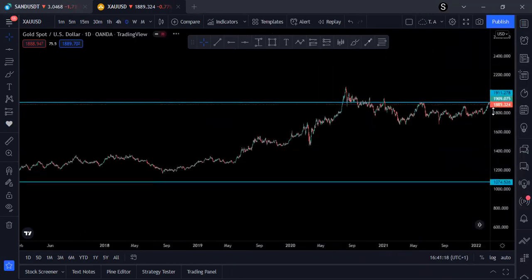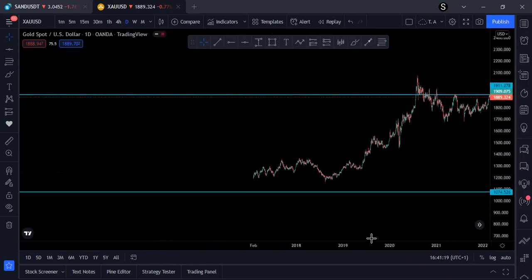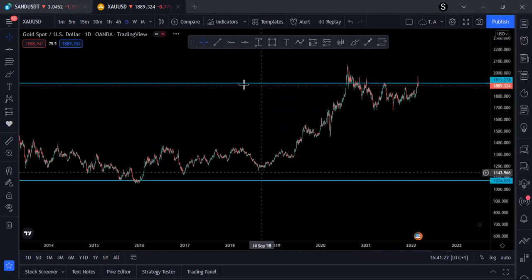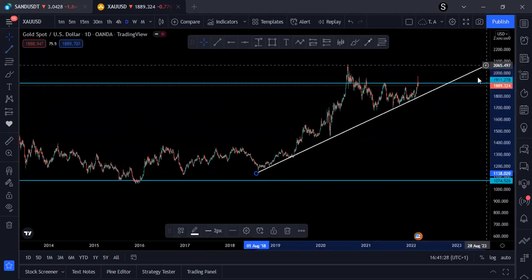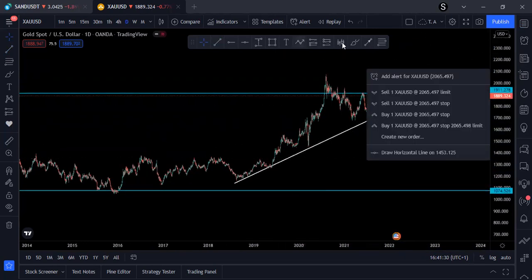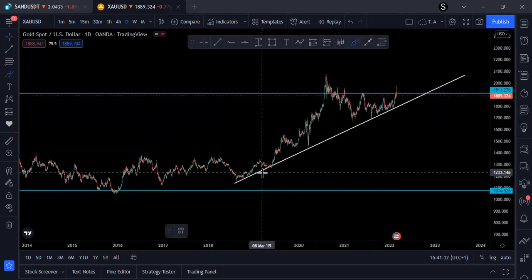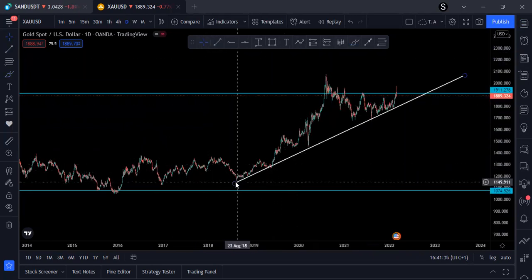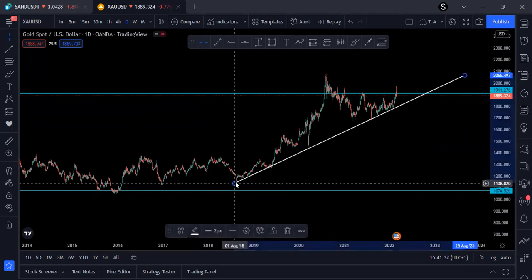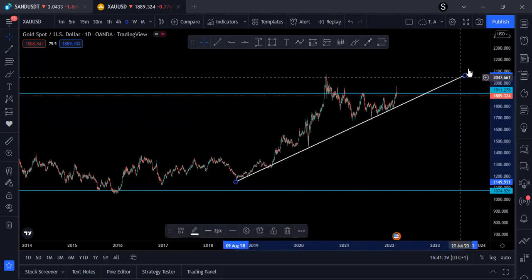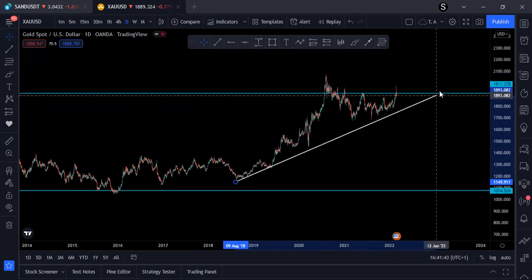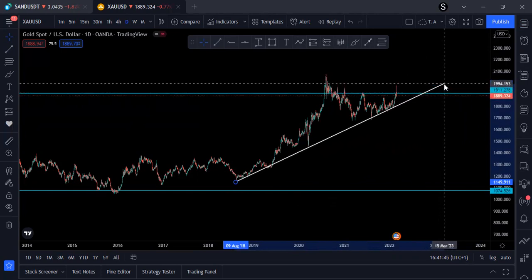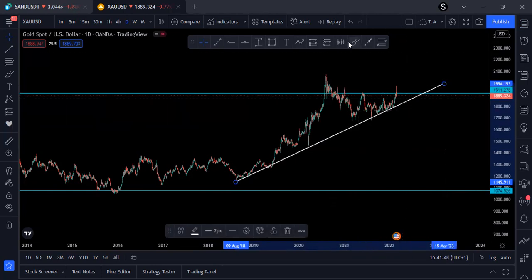As you can see, the market has been trending, making higher highs and higher lows. Let's connect our trend line properly right now. A trend line is valid when it has at least 2 to 3 touches. That's the only time the trend line is valid.